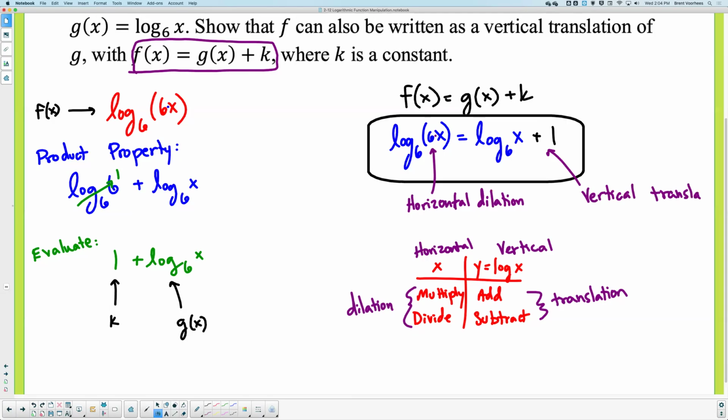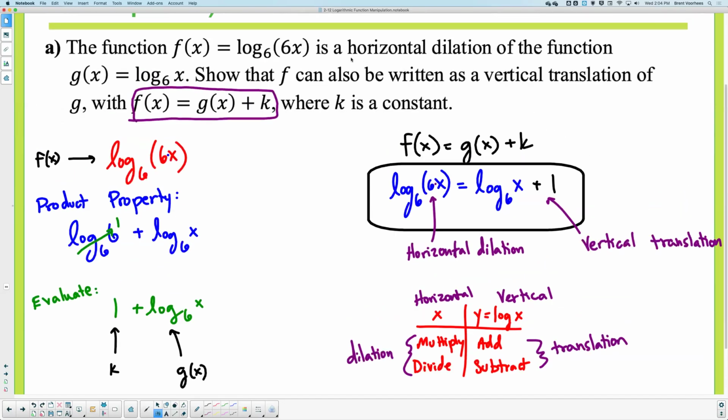What this is showing you, and what the instructions are saying, is that on a logarithm, a horizontal dilation could be played out to become a vertical translation, or vice versa. A vertical translation could be shown to be a horizontal dilation. They can be one and the same. That's because when x's multiply, y's add. That's why a horizontal dilation could become a vertical translation. I don't know if that makes sense or not, but that's what the explanation up there is trying to say.